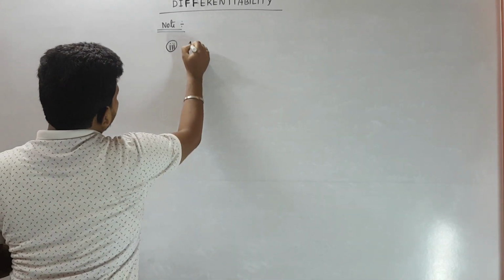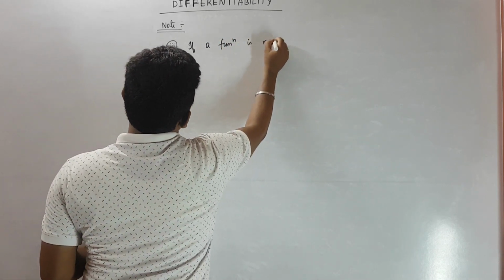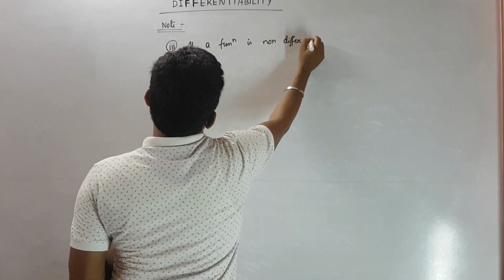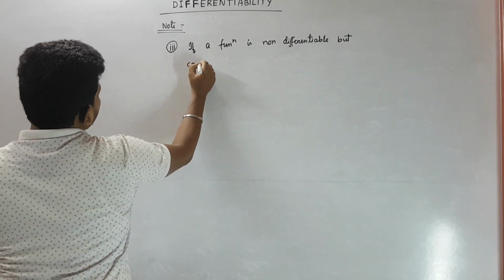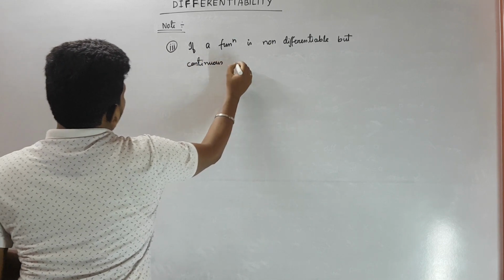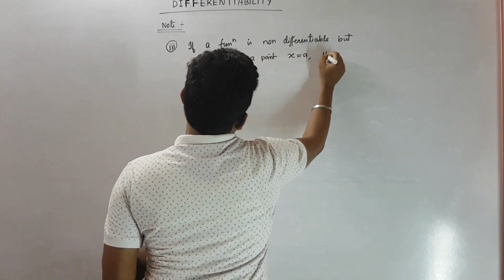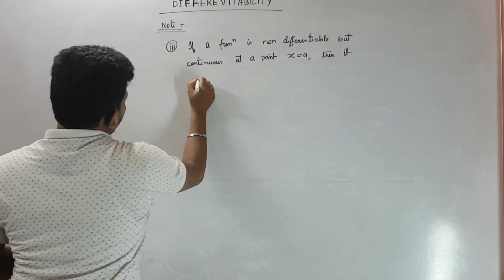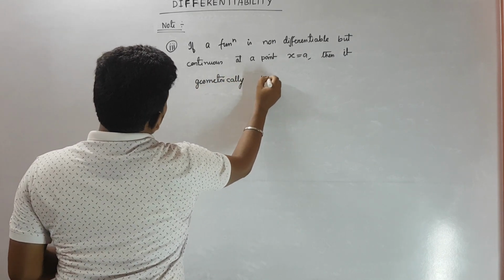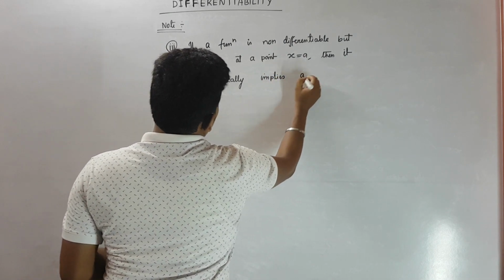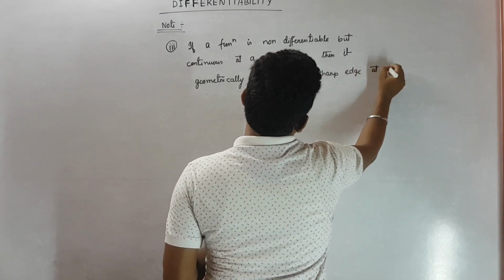The third note is, if a function is non-differentiable but continuous at a point x equal to a, then it geometrically implies a sharp edge at that point.